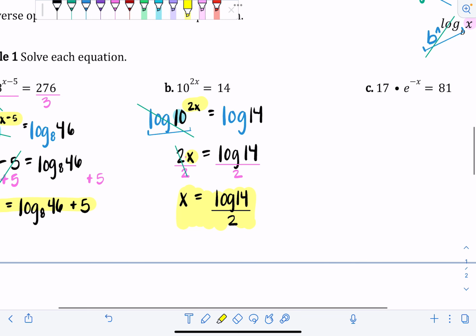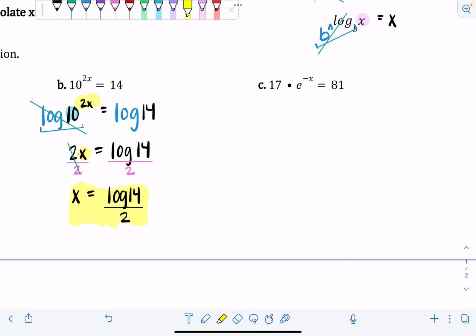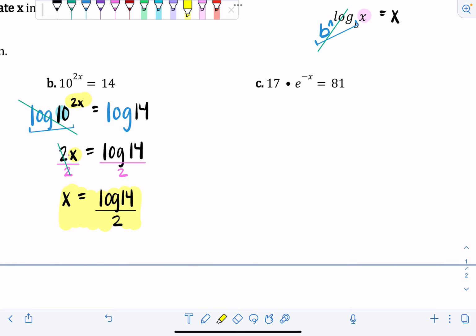Okay, and then this is the last problem. So C is 17 times e raised to the negative x power equals 81. Okay, so we have an exponential, even though it has a base of e, that's okay. We just have to work on isolating it first. So that 17 is being multiplied by it. I'm going to start by dividing both sides by 17 to wipe it out. So the 17 divided by 17 cancels out, and then I'm left with just e to the negative x power, and then 81 over 17.